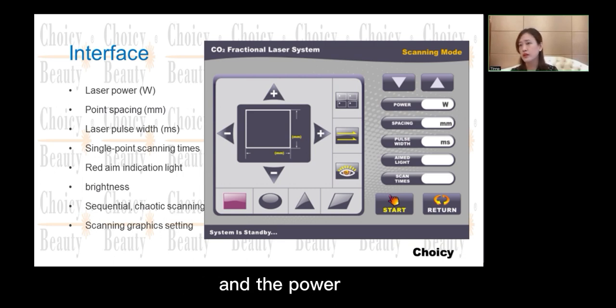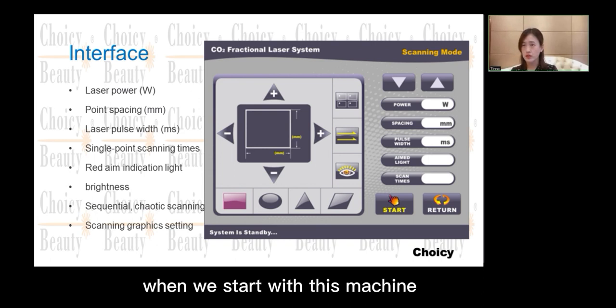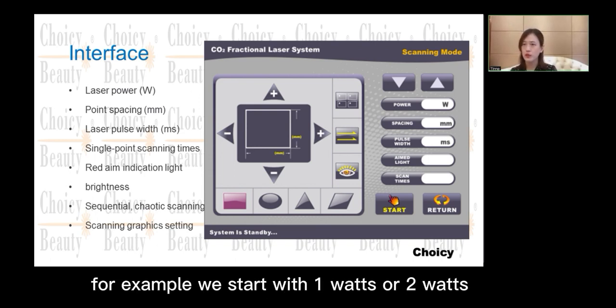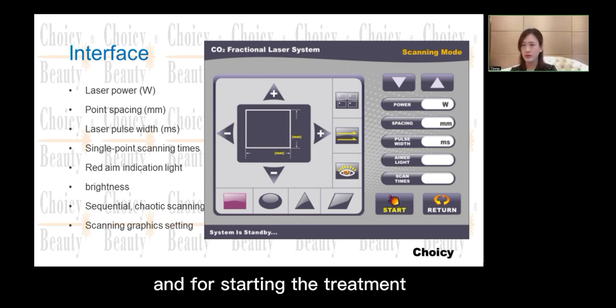For the power, we normally use the 30 watts machine, so the maximum power is 30, and we can adjust from 1 to 30 watts. When we start with this machine, we normally use very low power, for example 1 watt or 2 watts, for starting the treatment. For different skin problems, we will use different energy.